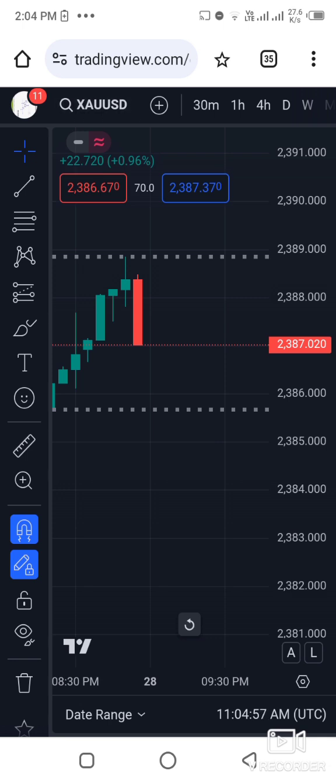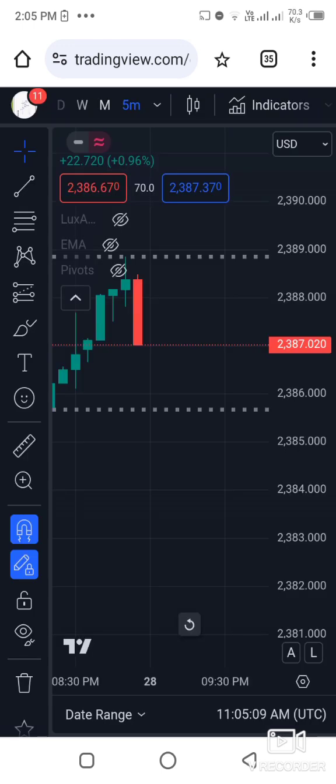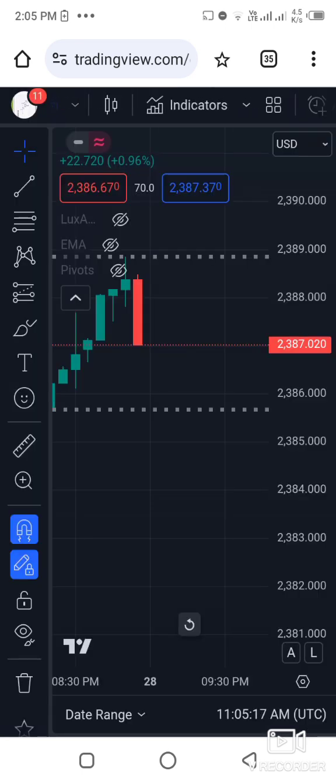On the other side we have the time frame, so we have 30 minutes and all that. And on this other side you have your candles. If you tap there, you can have the bars, the candles, the hollows, and all that. Then we have the portion for the indicators. You can navigate through and see what can work.